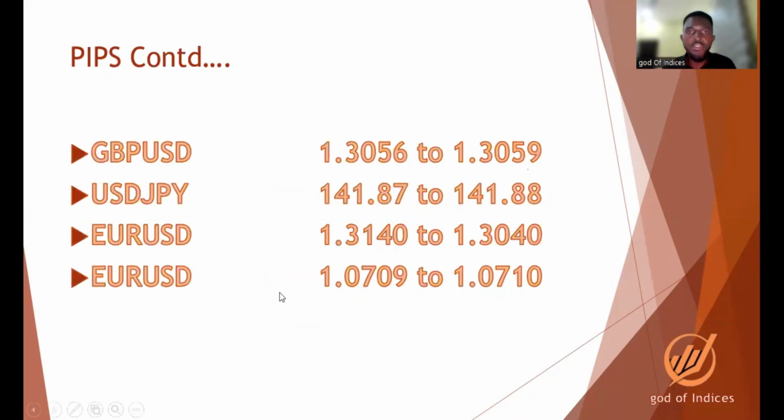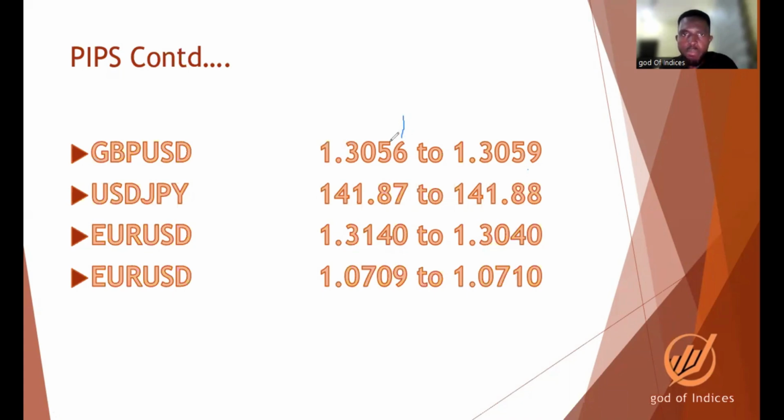Now briefly, I want to explain pips, so let's give 2 examples. You have GBPUSD, right? If price moves from 1.3056 to 1.3059, what do we have here? It tells us that price has moved. What's the fourth place? Can you see my notations, right? It will be 6. So this is the fourth place after the decimal. This is our pip movement, right?